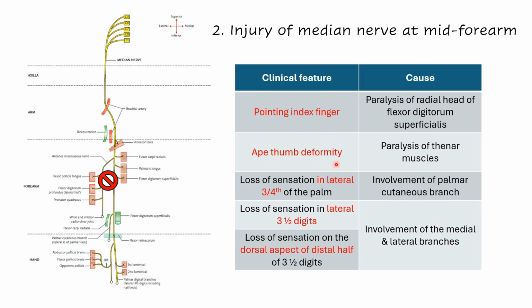Then we have the ape thumb deformity. Here, this is because of the paralysis of thenar muscles. Loss of sensation in the lateral 3/4 of the palm because of the involvement of the palmar cutaneous branch. And there is loss of sensation in the lateral 3½ digits as well as loss of sensation on the dorsal aspect of the distal half of 3½ digits. And this is because of the involvement of medial and lateral branches of the median nerve.